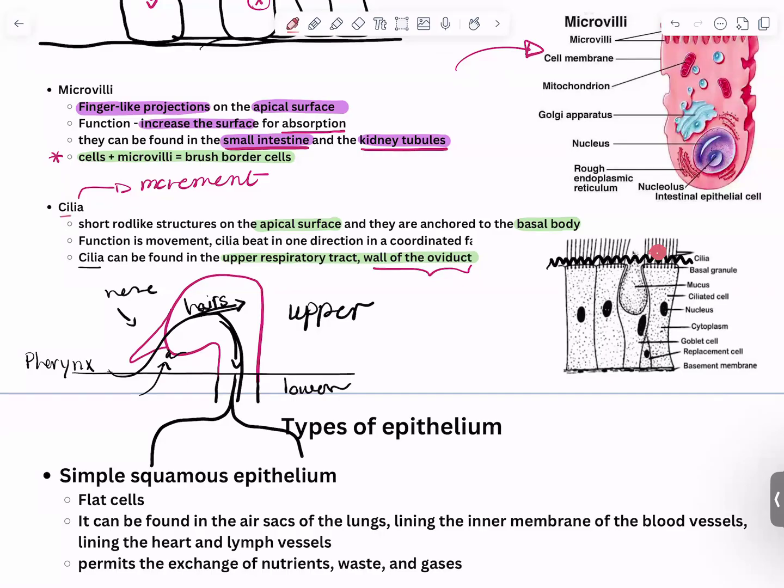So cilia is responsible for the movement. By the contraction and other steps, cilia will move them to the outside. Cilia is responsible for the transport of some harmful substances, some kind of substances that your body thinks are harmful to the body. So it's in the upper respiratory tract.